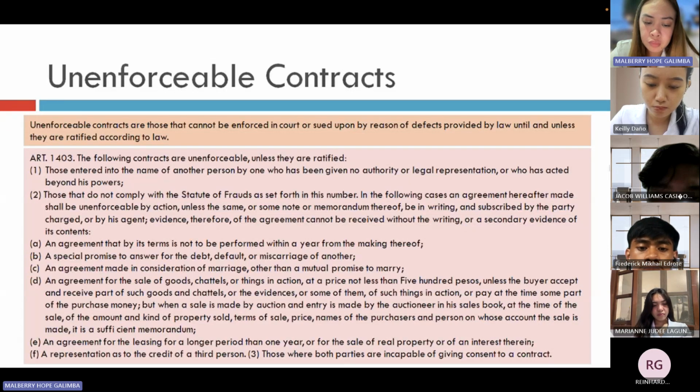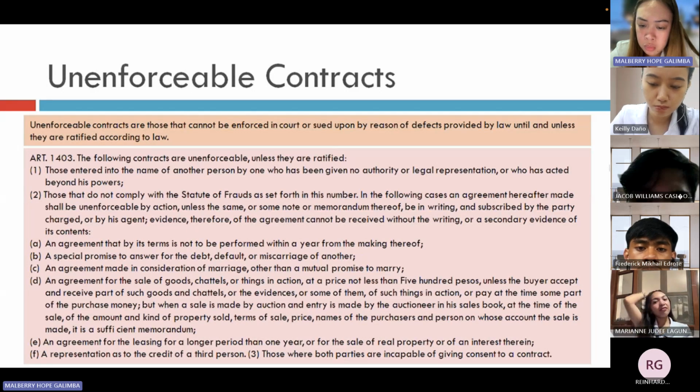Voidable contracts can be ratified. Rescissible contracts, I think, can also be ratified. And unenforceable contracts can be ratified. And as you have learned, ratification cleanses or cures the defect of the contract. The defective contract, the moment it is ratified, it becomes a valid and binding contract. Not from the moment it was ratified, but from the moment the contract was executed.